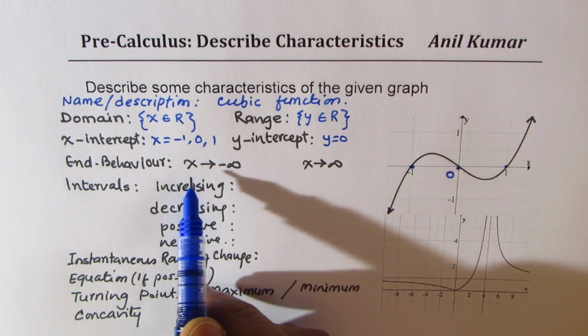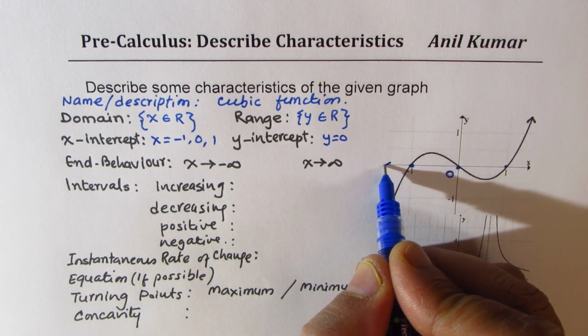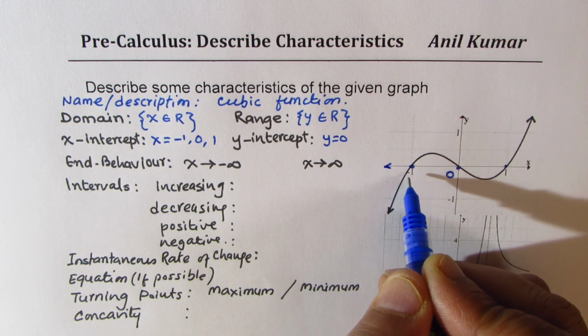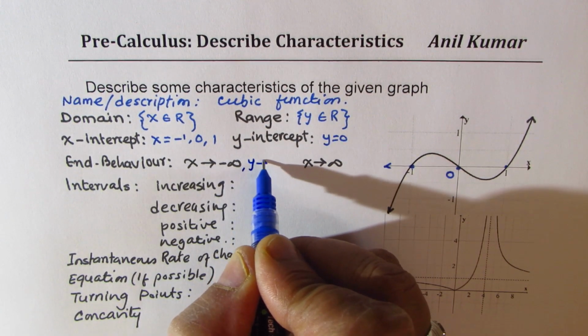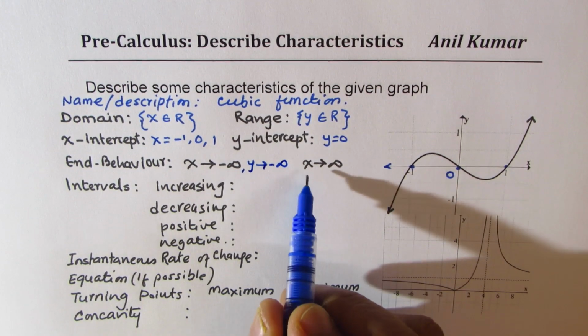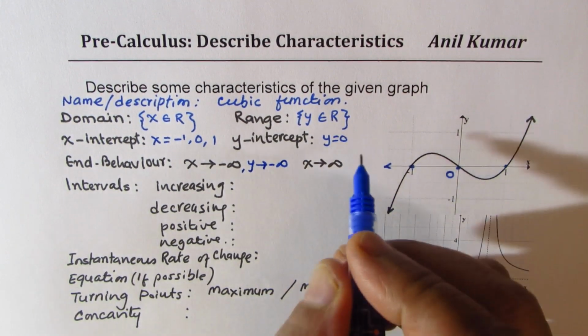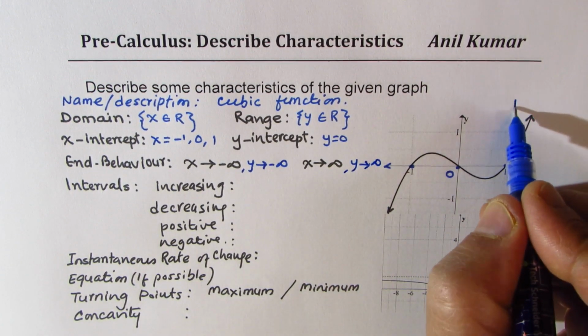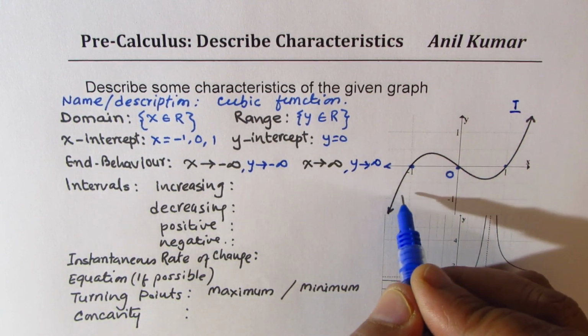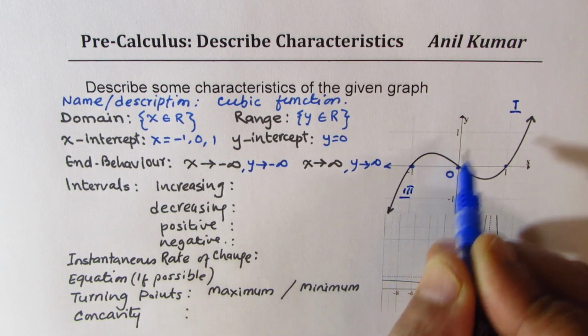End behavior. When x approaches negative infinity, that is towards this side, y value, as you can see, approaches negative infinity. When x approaches positive infinity, y approaches positive infinity. Quadrant 1 it is getting into, right? So this graph moves from quadrant 3 to 1. Do you see that?